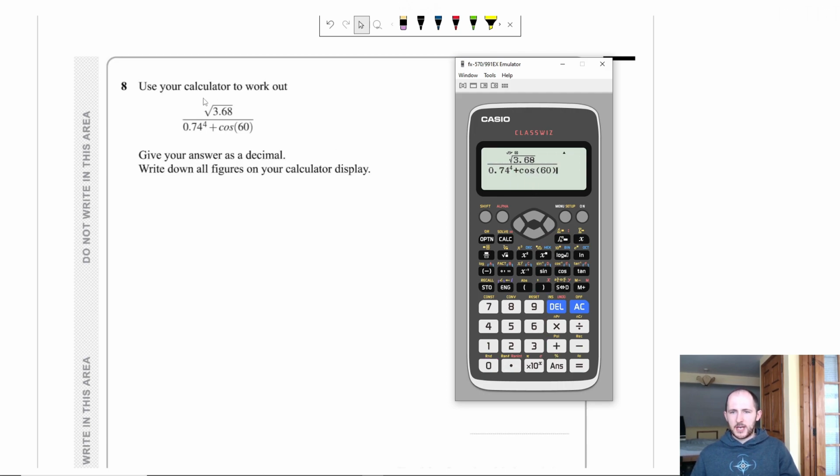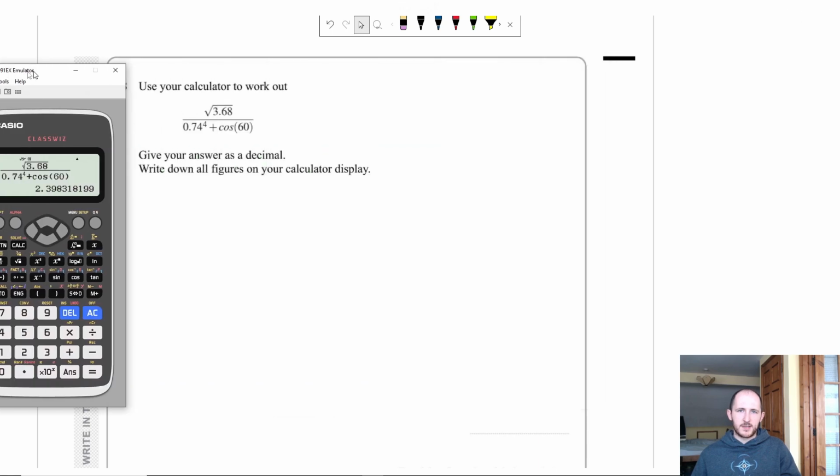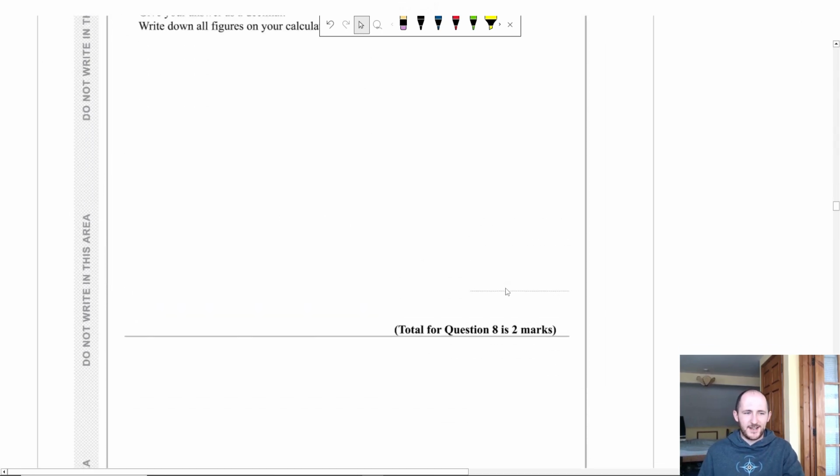So after I've typed it in, I want to check it. So square root 3.68, square root 3.68, 0.74 to the power 4, cos 60, right? Just do a double check. We have to write down all of those values. It's a lot of values, but look, it's 2 marks, okay, for writing down something on a calculator. It's not that bad. 9, 8, 3, 1, 8, 1. Also, make sure your handwriting's relatively neat. I know my handwriting is pretty terrible, but the numbers are all legible, because they can drop marks for that, right? So just be super careful.